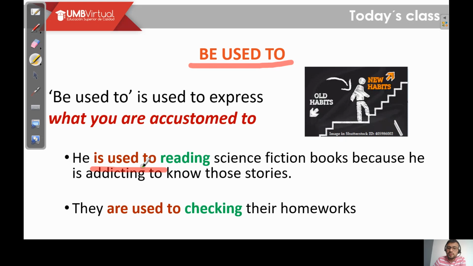So you are going to use the verb to be, used to, and the main verb of the sentence using the ing form. They are used to checking their homeworks.